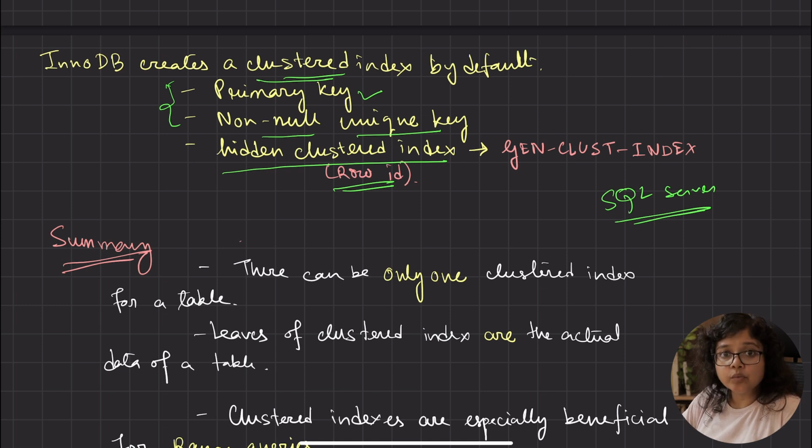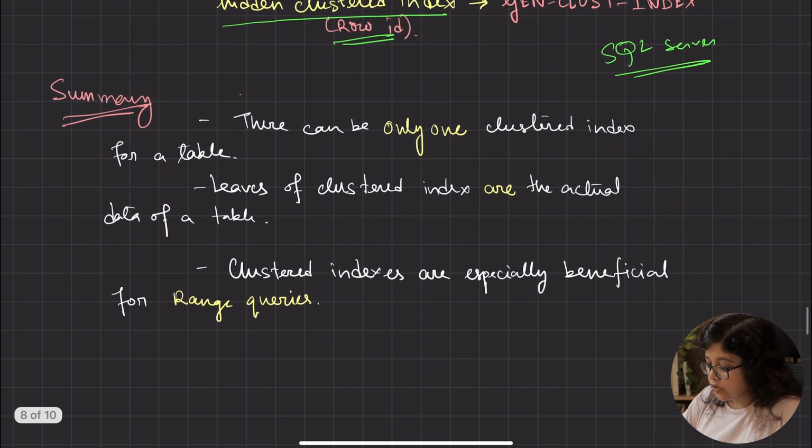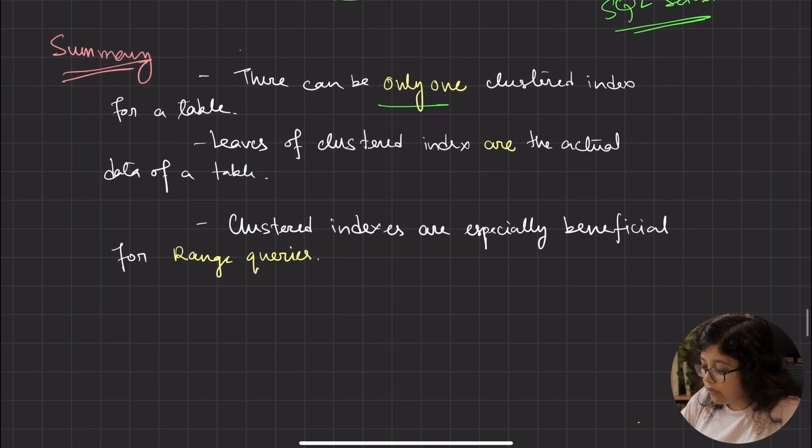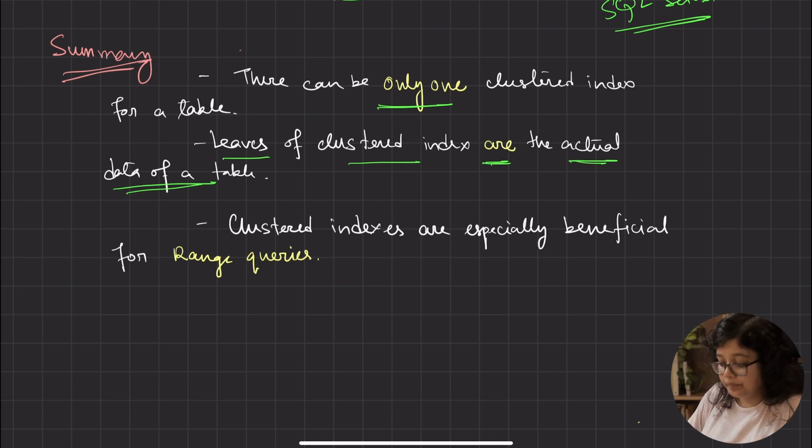Now let's summarize what we have learned so far about cluster indexing. There can be only one cluster index for a table. Leaves of the cluster index are the actual data of a table. This is very important. The leaves of the cluster index are the actual data of the table. And cluster index is very beneficial for range queries.